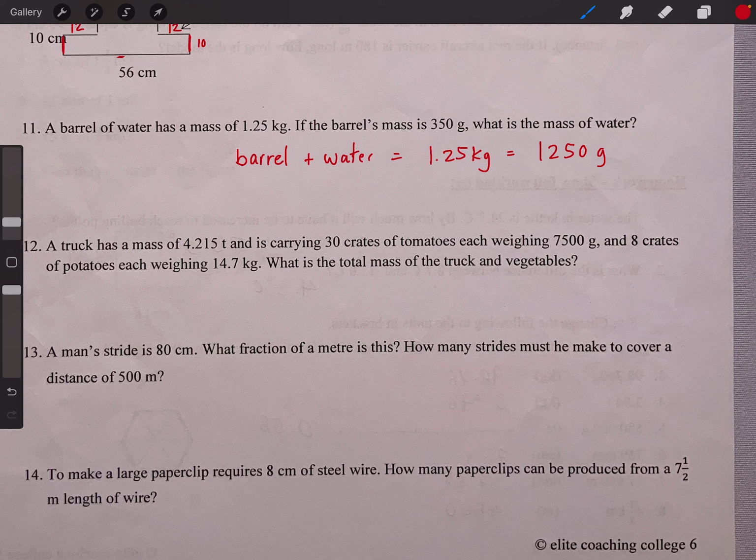And then it says the barrel's mass, so the barrel by itself, the barrel is 350 grams. Now what's the mass of the water? So plus the mass of the water, we don't know what that is. But we know that together is 1,250. So how do you find this one? Do a simple subtraction to find the difference. So all you gotta do is just take 1,250, subtract 350, and get the answer there.